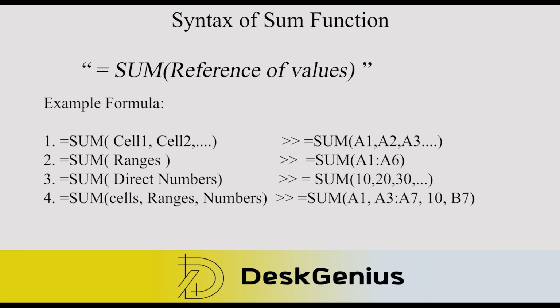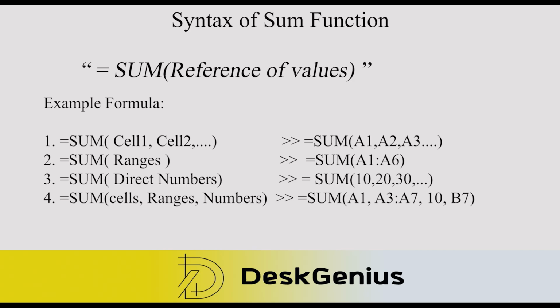You can even use direct numbers and you can mix all of it, but remember you need to separate every reference or direct value by a comma. Here in number 4, you can see A1, which is a cell, separated by comma from the range A3 to A7, which is also separated from the number 10. I believe you get the basic idea.